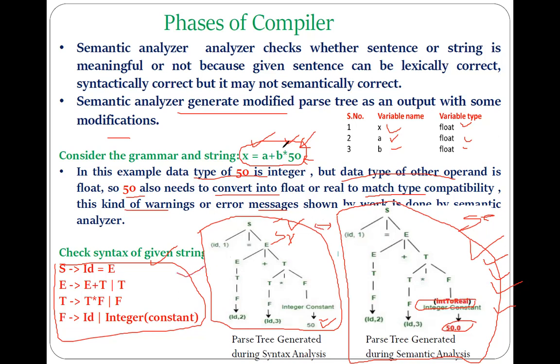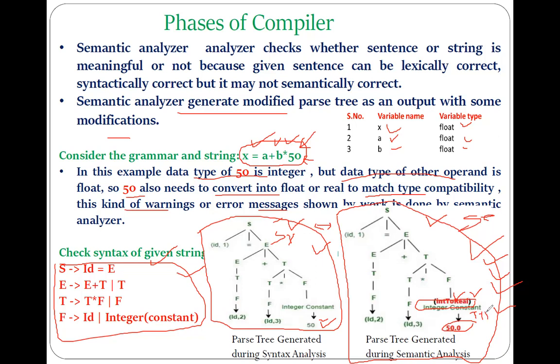For the same grammar and the same expression, the syntax analyzer will generate the parse tree like this, and the semantic analyzer will generate the parse tree like this. Everything is similar; the only difference is related to typecasting, where the semantic analyzer tries to make the types of the different variables the same so that type compatibility can be achieved. For that purpose, it performs an int-to-real conversion. This is called typecasting, done by the semantic analyzer phase of the compiler.